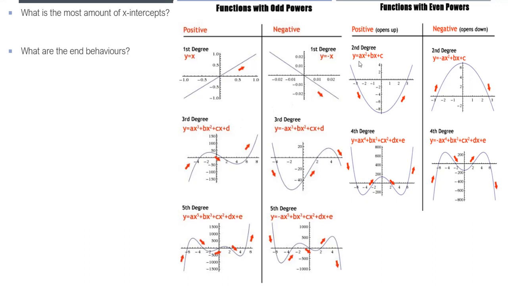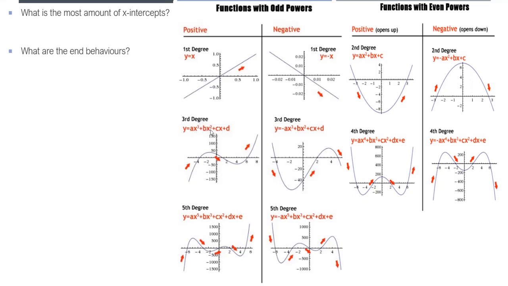Now for a second degree, that's a parabola. If we have a positive a value, our parabola is going up, and both ends are going up as well. However, if that leading coefficient is negative, then we have that parabola going down, and both ends actually go towards negative infinity. So let's go to our cubic functions then.